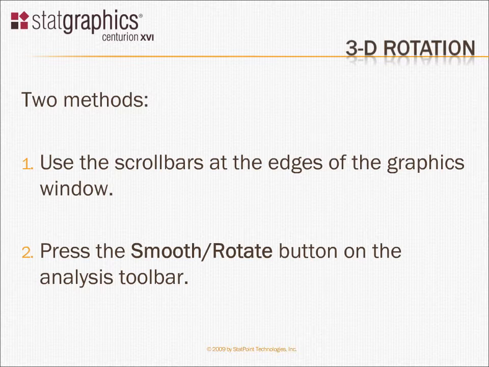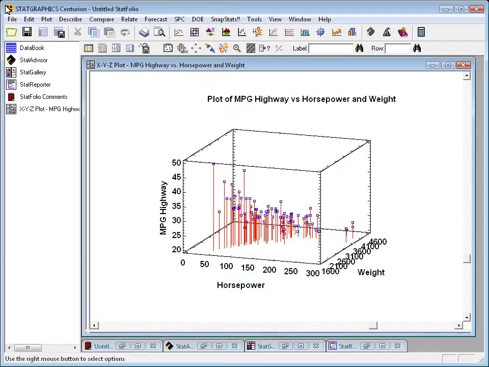You can either use the scroll bars at the edges of the graphics window, or you can press the Smooth Rotate button on the Analysis toolbar. To demonstrate the 3D rotations, I've selected a file called 93 cars. This is a file we use to demonstrate a lot of statistical concepts. It consists of information about 93 different makes and models of automobiles.